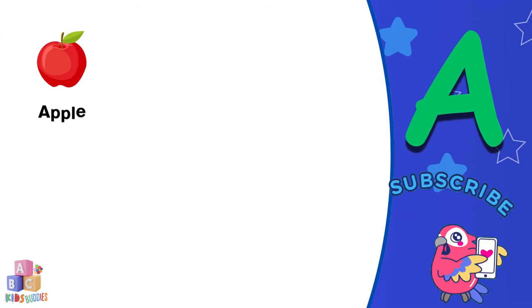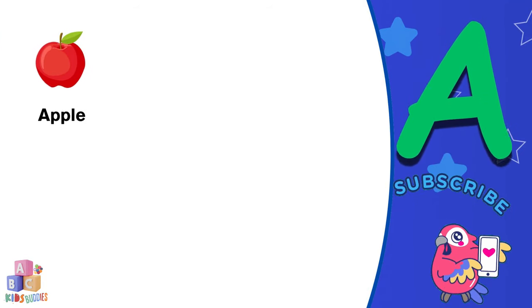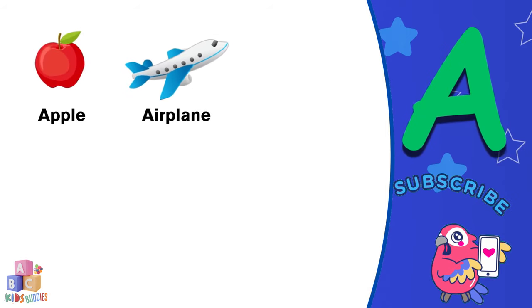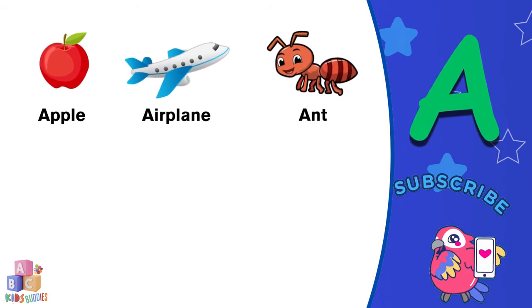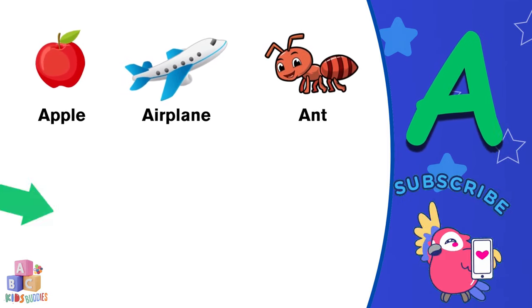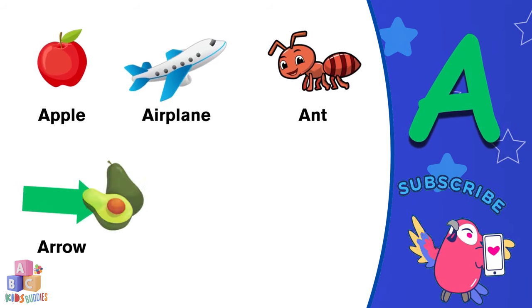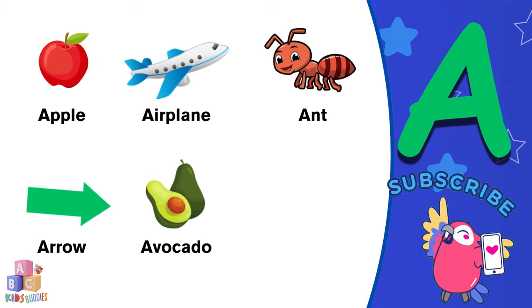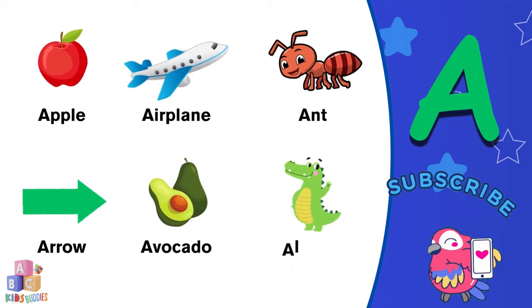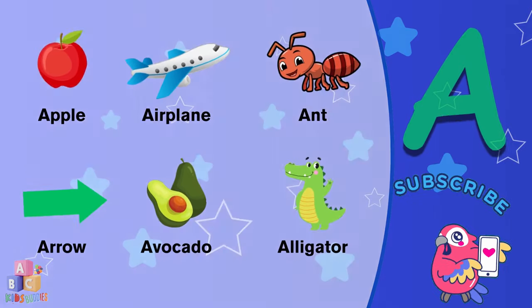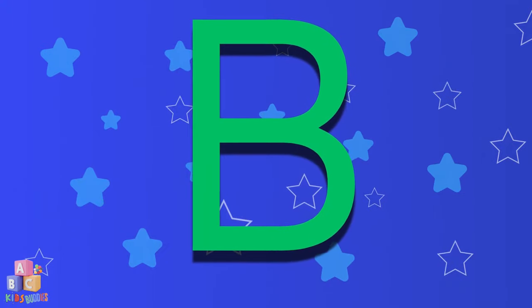A is for apple. A is for airplane. A is for ant. A is for arrow. A is for avocado. A is for alligator.